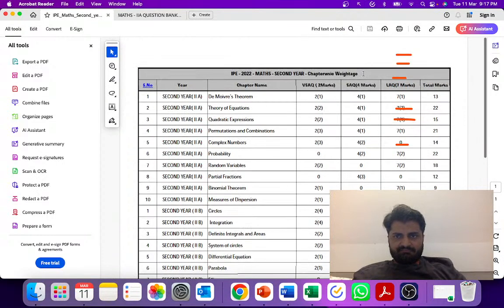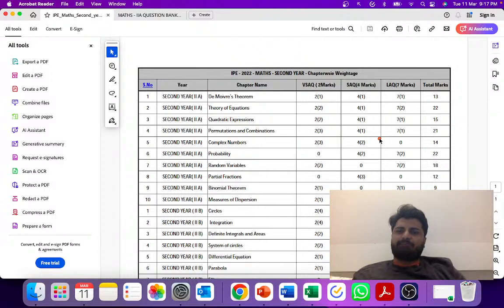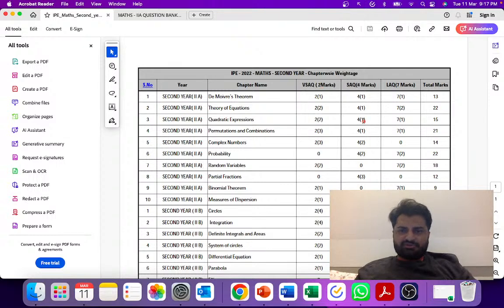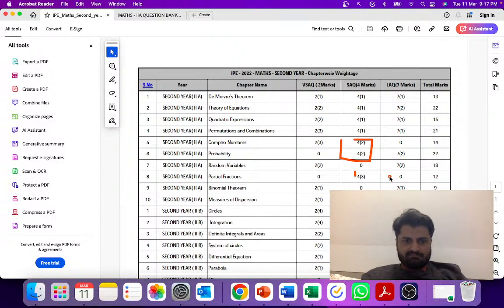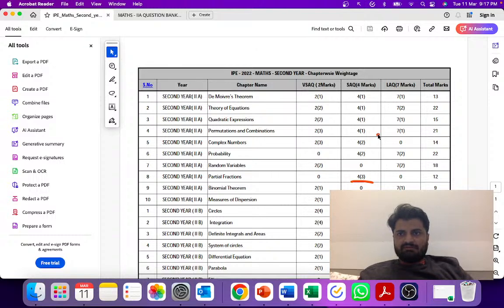Then very short answer questions. Almost all chapters you will get one question for short answer. Very short answer questions also it's the same. But short answer questions lo kuda you should focus more on complex numbers and probability. So these are some of the things, and even partial fractions. So yeah, these are some of the things which you should do.